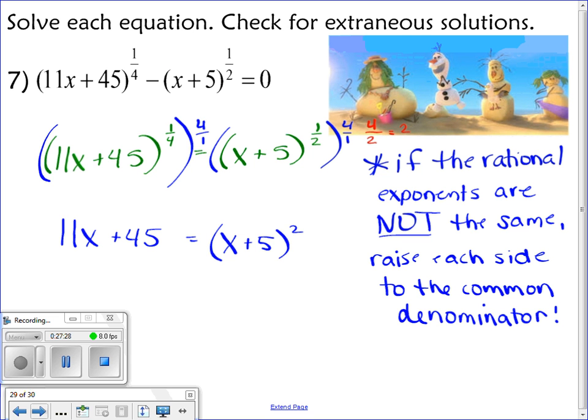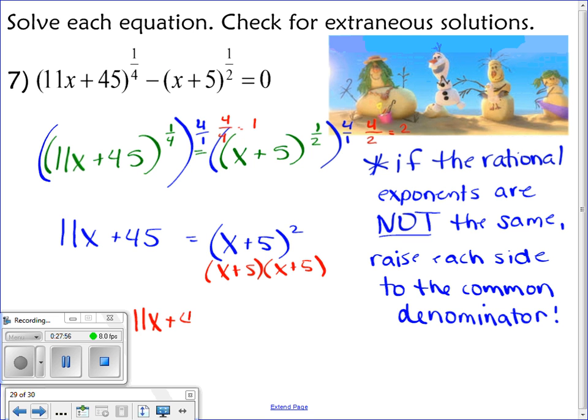Same way here, this gave me 4 over 4, which is 1. So this to the first power, I don't actually have to write it down. Oh, I saw a light bulb go off. And this kind of deal only happens when you have different fractional exponents. You got to really watch for that. So from here, you're going to have this as x plus 5, x plus 5. So we're going to multiply that out.